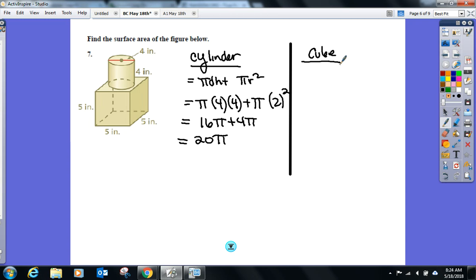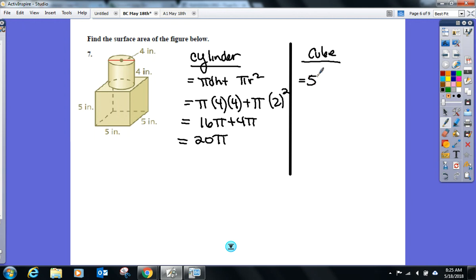How many faces are showing? How many faces can I calculate the area of? How many faces are showing right now in that cube? There's 6 total, but how many full faces are showing? I have 5. I know, but there's 6 total, isn't there? So there's 5 full faces that I can calculate the area for. Okay?